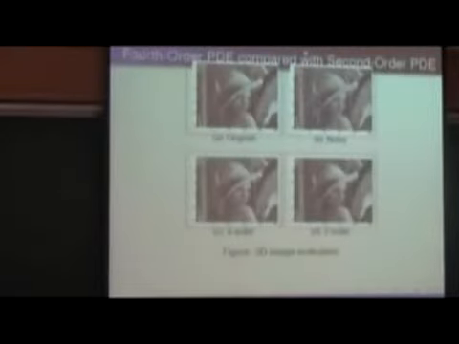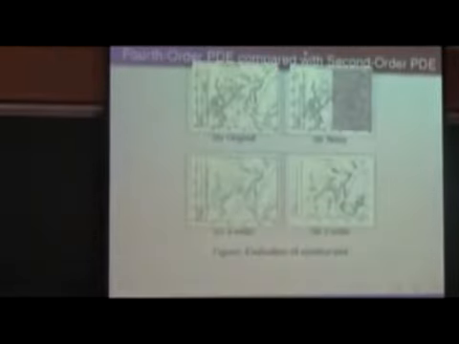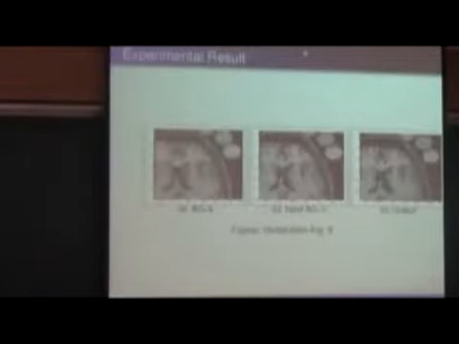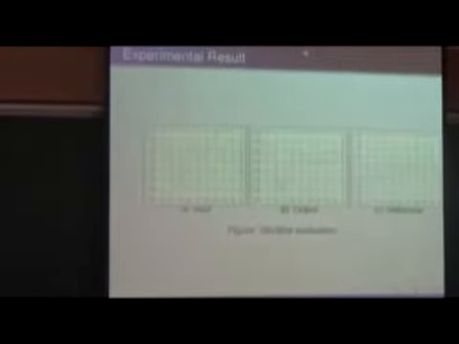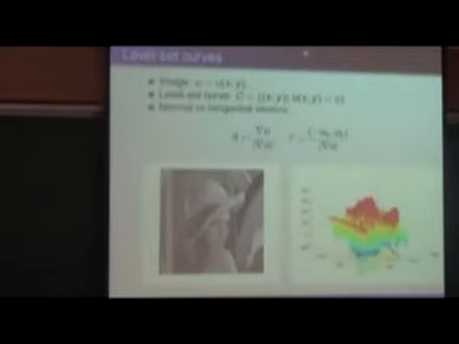So we were talking about this image. You add noise to half, and then you remove the noise, and this is a lot of numerical comparison between the fourth order and the second order. Let's skip those things.